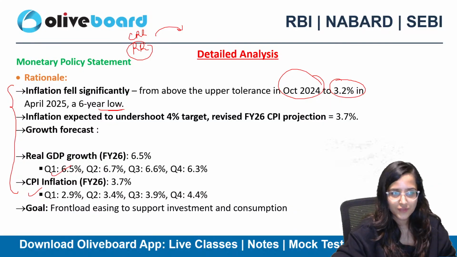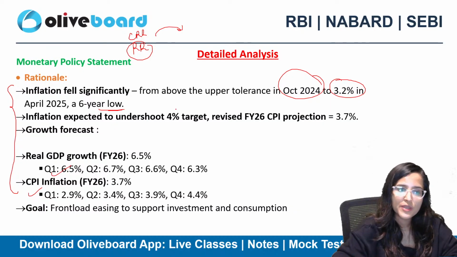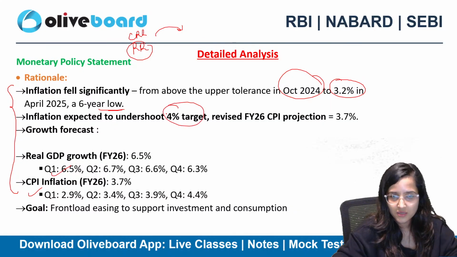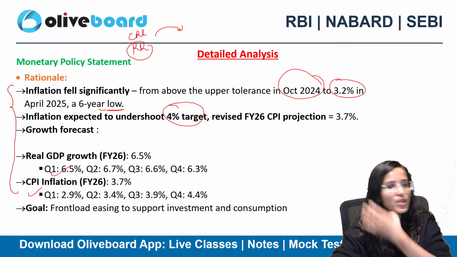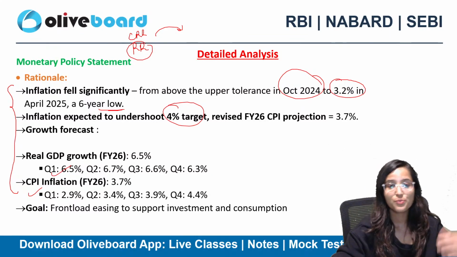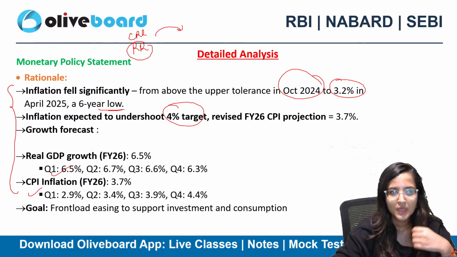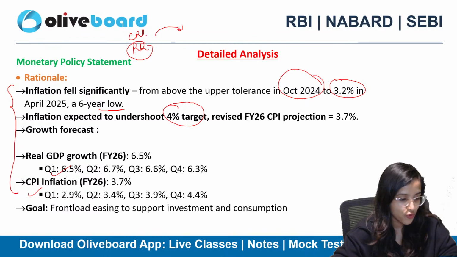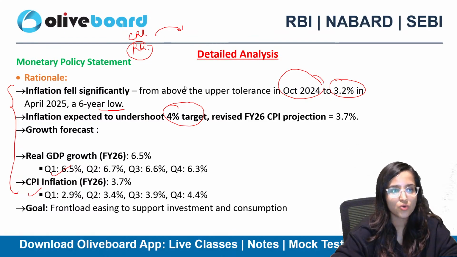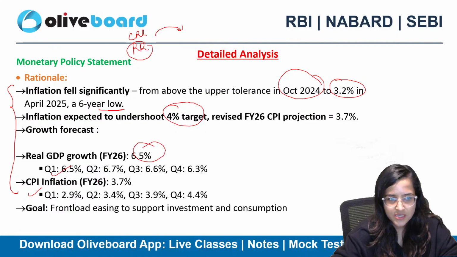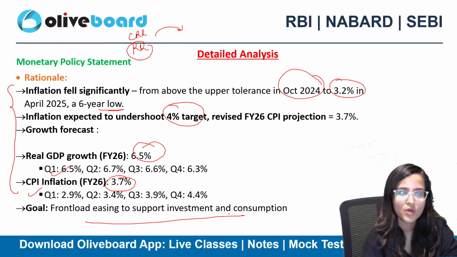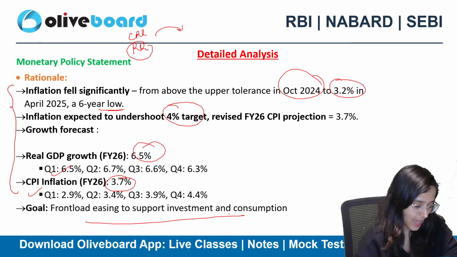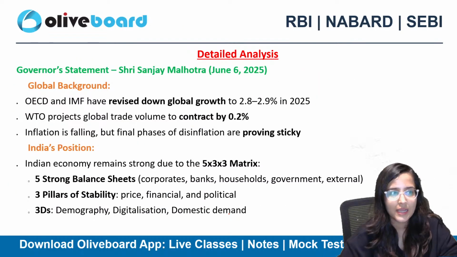So inflation fell significantly. Inflation is expected to undershoot the 4% target, right? This revised financial year 26 CPI projection is 3.7%, right? And if we talk about the growth forecast, then real GDP growth is 6.5%, CPI inflation 3.7%. The goal is to ease, front-load easing to support investment and consumption, right?